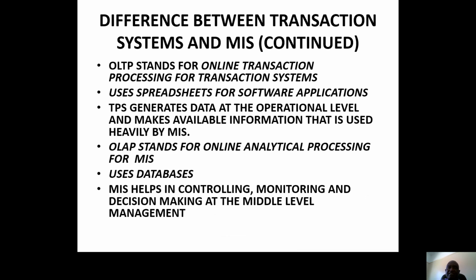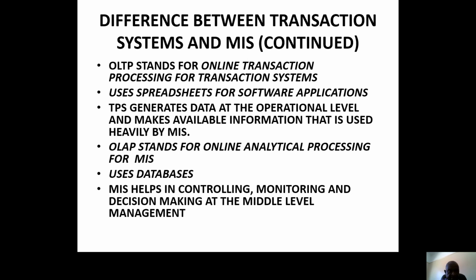What are the differences between transaction system and the MIS? In transaction information system, we are talking of online transaction processing, usually referred to as OLTP for transaction system. It uses spreadsheets for software application, and generates data at operational level. So in this case, what are we saying about procurement? Generating data at the operational level. So it's a feeder to the management information system.